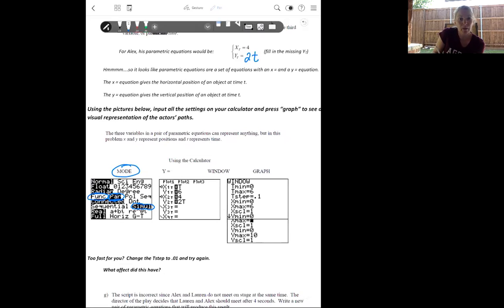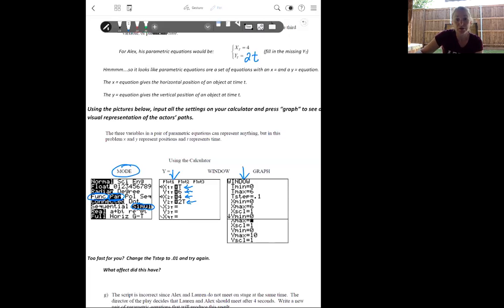When you put the calculator into parametric mode, when you go to your window settings, it now looks like this: X sub t, Y sub t. And it happens first set of equations, second set of equations, and so forth. So for Lauren, X equals t, Y equals 6. And for Alex, X equals 4, Y equals 2t.